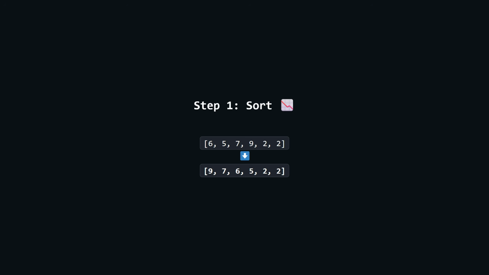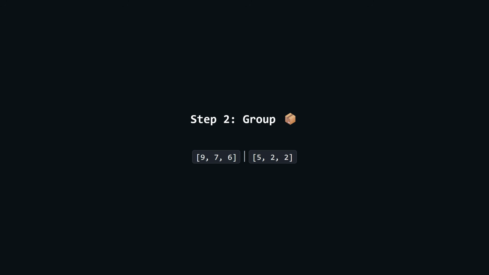The very first step is to sort our list of prices from most expensive down to least expensive. Now, starting from the most expensive end, we group them into sets of 3. For each group, we have to pay for the first 2 items. And then that third item in the group is our freebie. We don't pay for the 6, and we don't pay for that last 2. Finally, we just add up what we actually paid for. 9 plus 7 plus 5 plus 2 gives us a minimum total cost of 23.